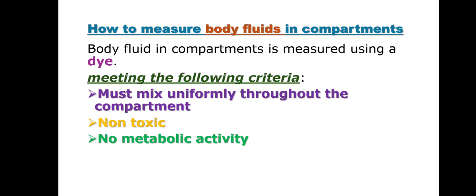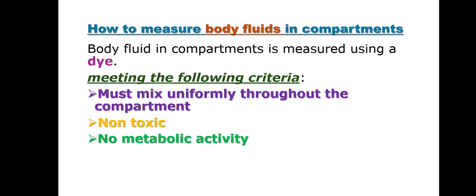The body fluid compartment is measured using a dye, and the dye should meet the following criteria. One, it should mix uniformly throughout that compartment. So if you are measuring in the plasma, you need to make sure that that particular dye is distributed within the plasma only, because we are concentrating on the plasma. Two, it should be non-toxic. This particular dye should not be dangerous or harmful to the body.